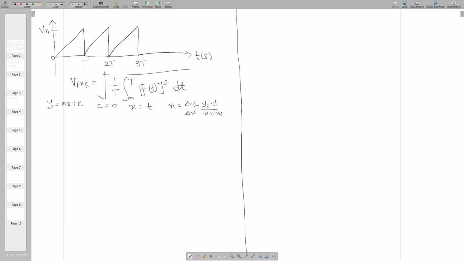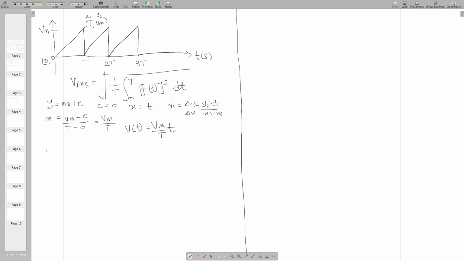So at this point, we need coordinates of the line so that we can find the gradient. So let's say here is 0, 0. At this point, we can see that the coordinates are T and Vm. If this is our x2 and this is our y2, we can say that m is equal to Vm minus 0 all over T minus 0. So our m is Vm over T. Our function for this sawtooth is Vm on T times t.